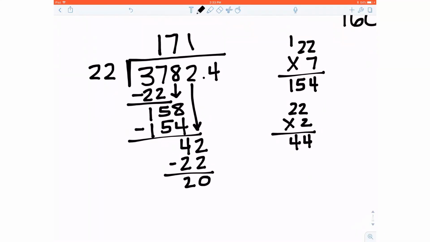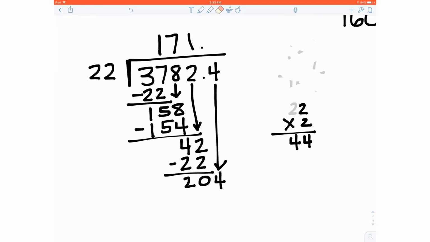Now, when we get to our decimal, we have to make sure that our decimal is lined up at the top where we're writing our answer, and where it is inside that division sign, okay? So now that we did that, now we can bring down the 4 and we can keep going, okay? So now, 22 goes into 204. Guess what we're going to do?